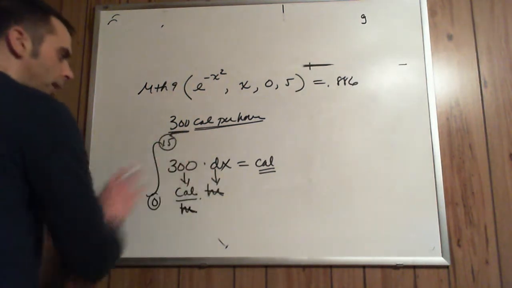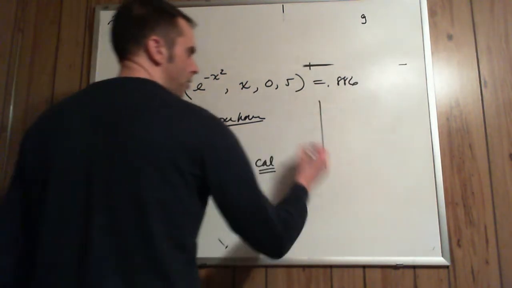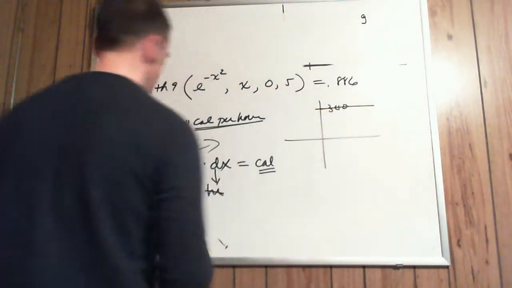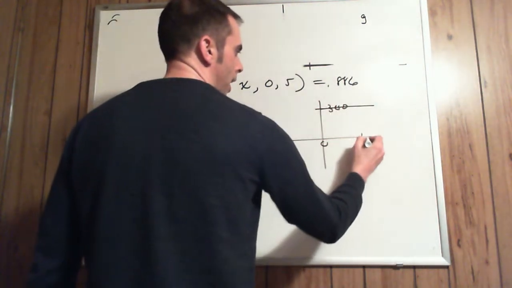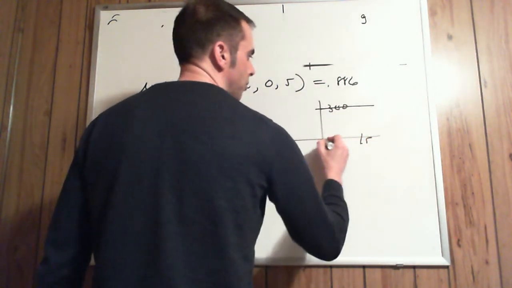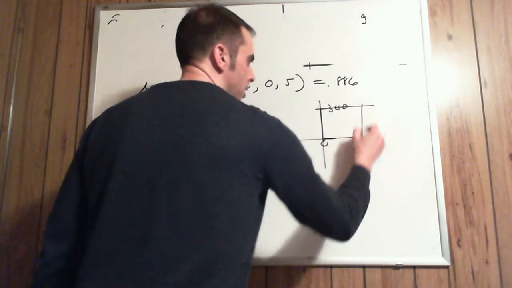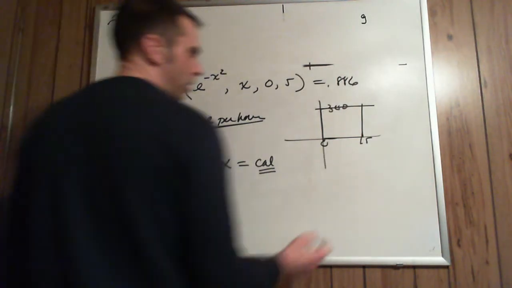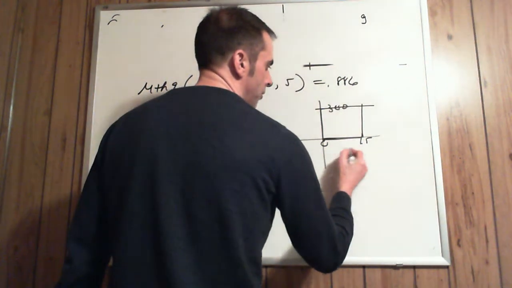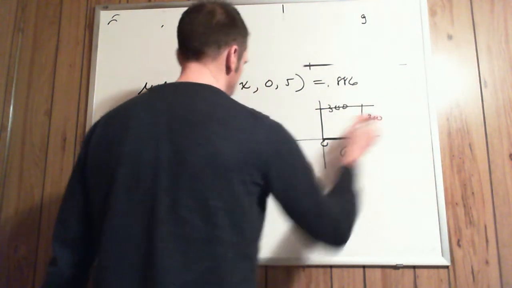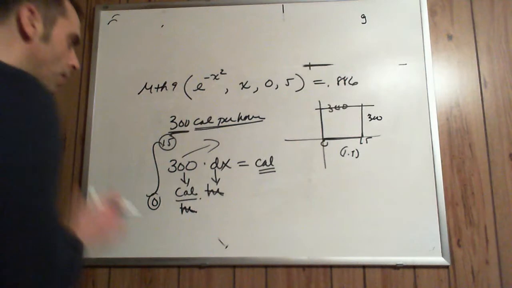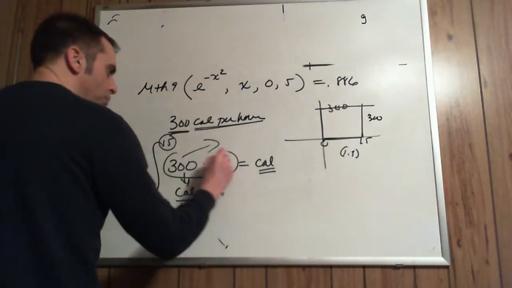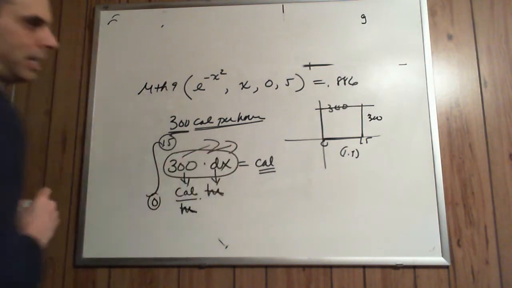Why are you multiplying these? Well, this is of a constant function. Its graph would be up here at 300, from 0 to 1.5. So that is from here to here. From here to here is a rectangle. And the area of that rectangle is the base, which is 1.5, times the height, which is 300. So that's why we multiply these right here, is that this right here represents the area of the rectangle.